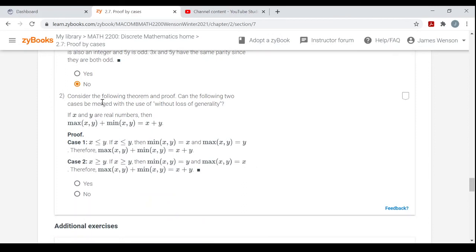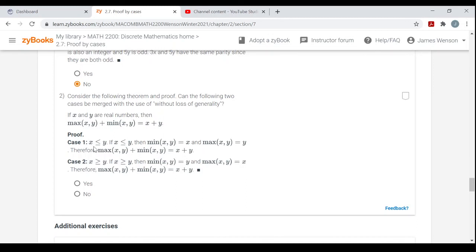Again, same thing. Can I merge these cases with the use of without loss of generality? So if x and y are real numbers, then the maximum value of x and y plus the minimum value of x and y must be equal to x plus y. So you see the first case is if x is less than or equal to y. If x is less than or equal to y, then the minimum value of x and y is x, and the maximum value of x and y is y, and so therefore this sum is equal to x plus y.